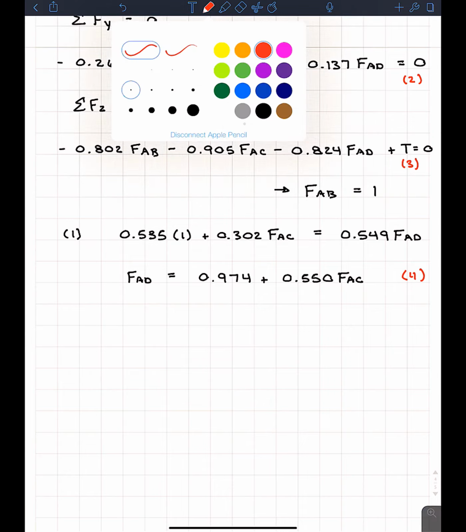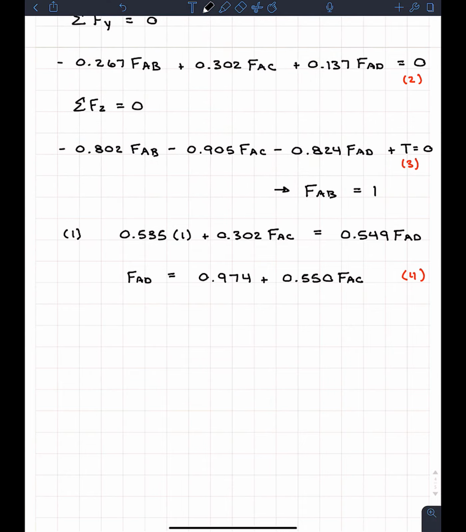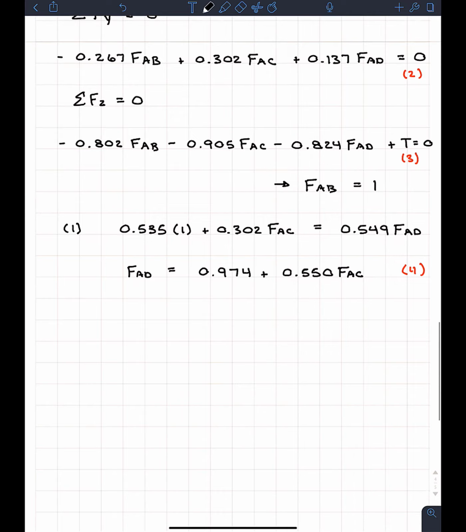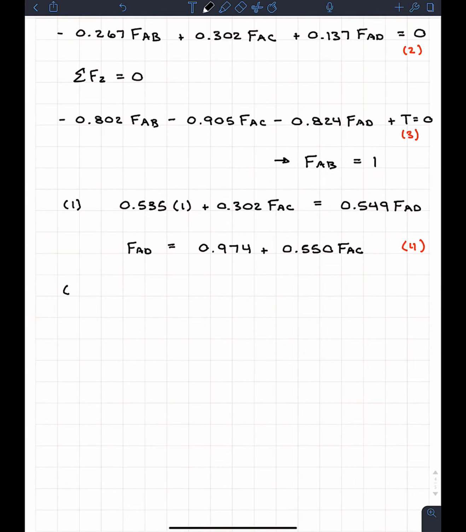All right, we're making good time now. So what do we do? Let's take equation 4 and throw it into equation 2, just for fun. The first thing we have in this equation is negative 0.267 times FAB. Well, we know that's 1, so let's just leave that. Then plus 0.302 times FAC. We don't know FAC yet, so we can't do anything about it.